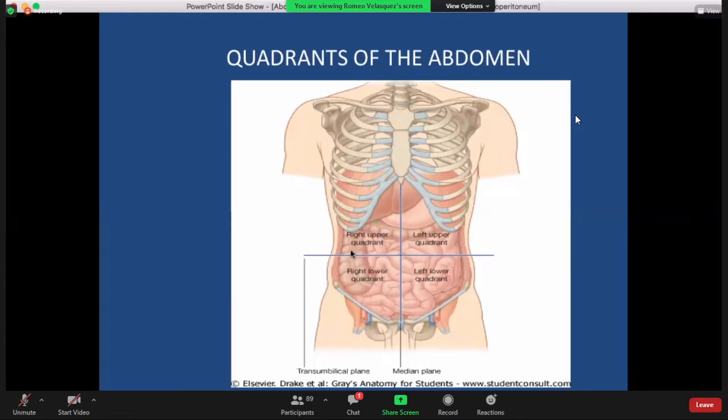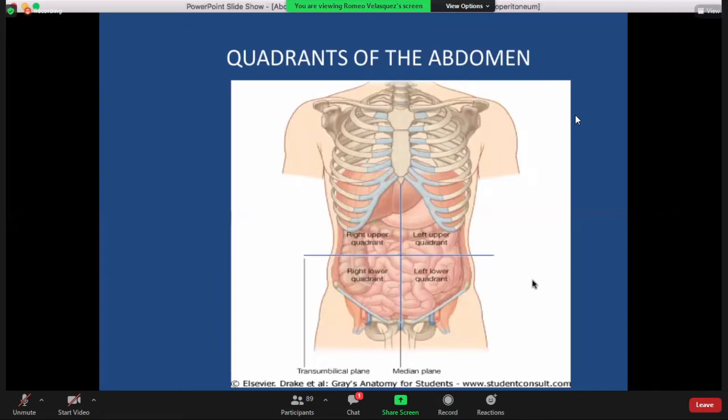And of course, the lower quadrant is the most popular since the appendix is located in this quadrant. It's the most commonly operated organ in the body, so right lower quadrant is very easy to remember for everybody, right? You're talking about appendicitis.